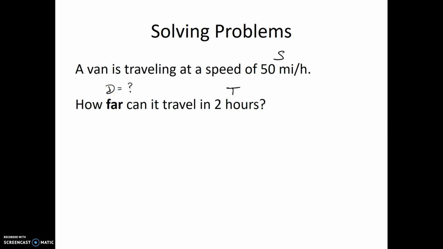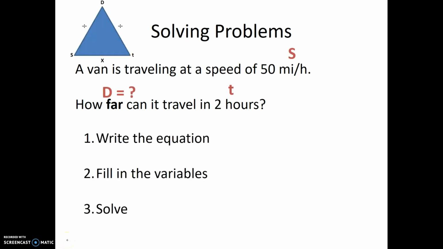Okay, so the first thing we're going to do is write the equation, then fill in the variables, and then solve. So let's do that. We're trying to find distance, right? So that's going to go on the left there. And we need to use the correct formula. So distance equals speed times time.